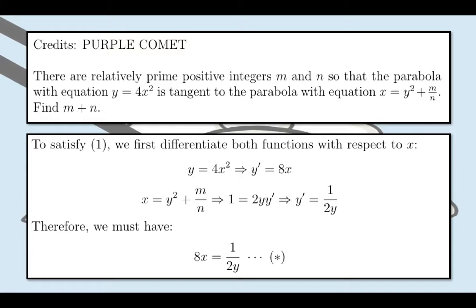And now for the second one, we can use implicit differentiation. Now take note that m over n, since m and n are just positive integers, is a constant. So differentiating both sides, x will just become 1 on the left side, and for the right hand side, the derivative of y squared plus m over n is simply 2y y prime. Now we can solve for y prime in the second equation. y prime is 1 over 2y. Since we want the two first derivatives to be the same, we must have 8x equals 1 over 2y. Now let's call this equation star.